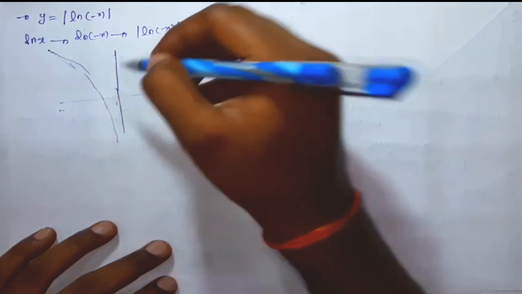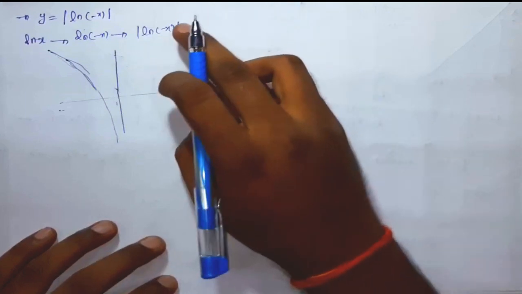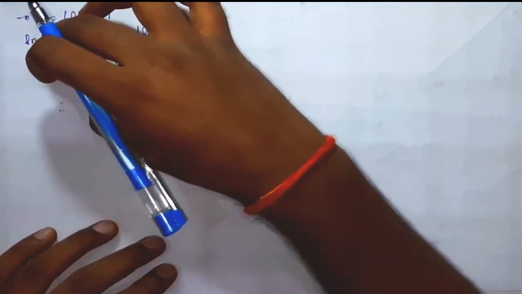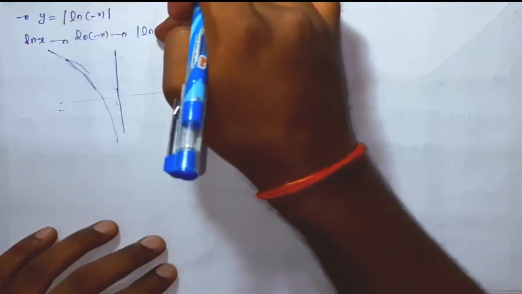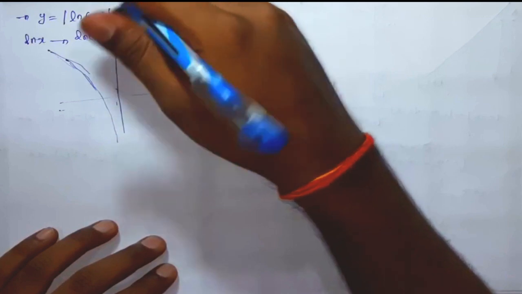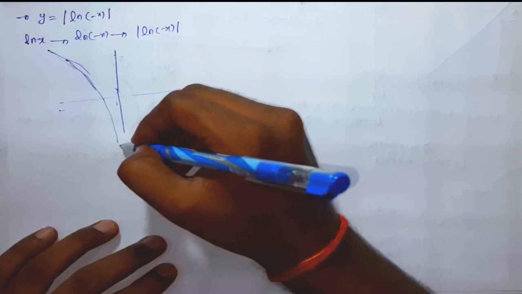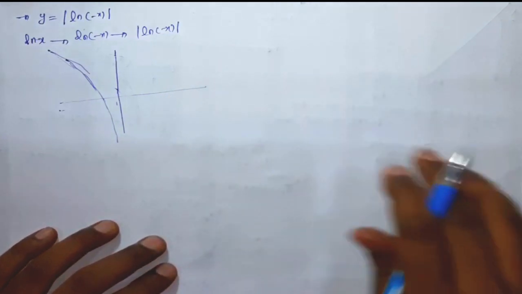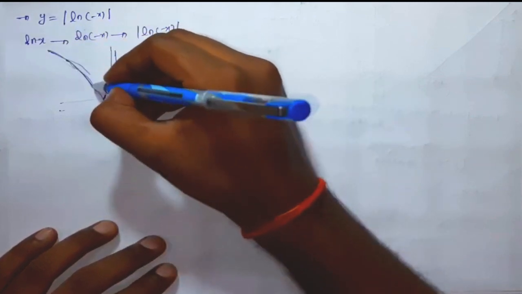For the positive portion we are going to take mod. For this portion, mod will be taken as it is, that means ln of minus x. For the negative portion we will put a negative sign in front of ln of minus x. So we will simply take the image in the x direction. So this will be the final graph of this function.